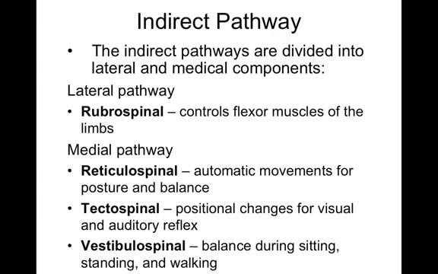Now the indirect pathways are the ones that are unconscious. These are the ones that are going to be more involved with things like controlling posture and that kind of stuff. All these indirect pathways are under unconscious control, and we have lateral and medial indirect pathways. The lateral pathway here is the rubrospinal tract, which controls the flexor muscles of your limbs, but in an unconscious way. Think of rubro like red, and muscles are red, and so think of rubrospinal as controlling the flexor muscles of your limbs, right?